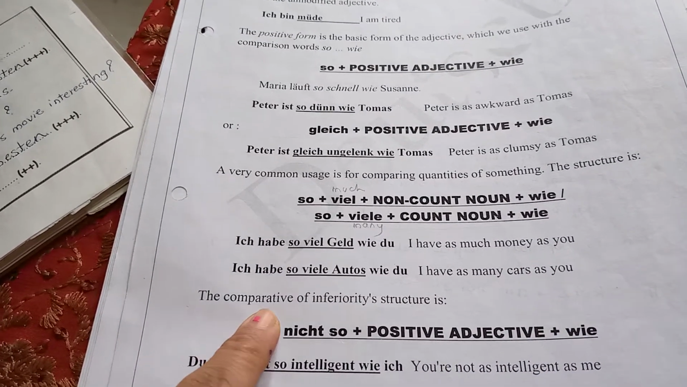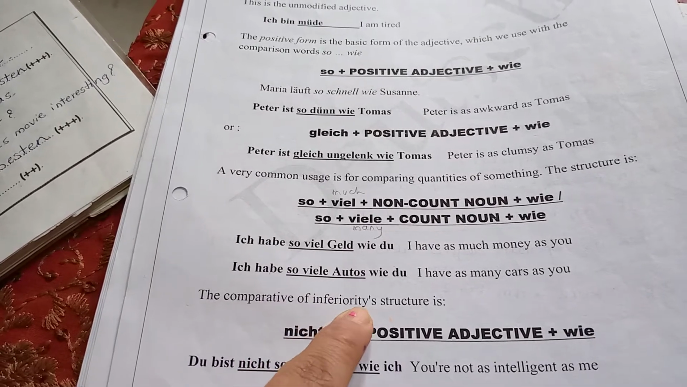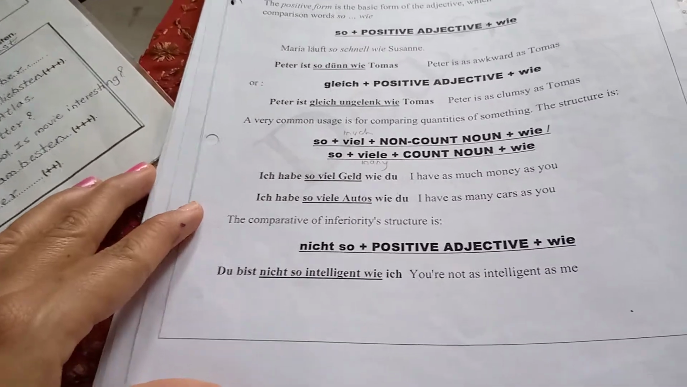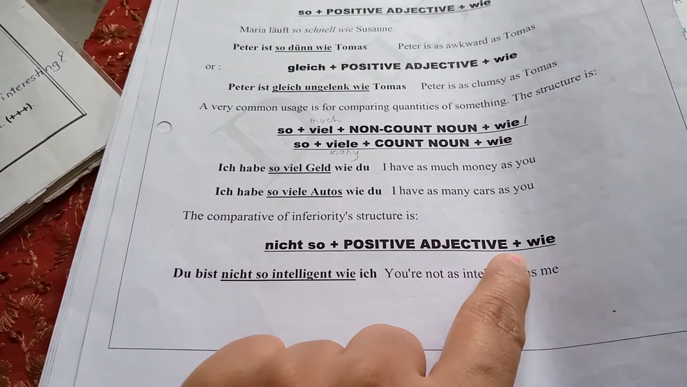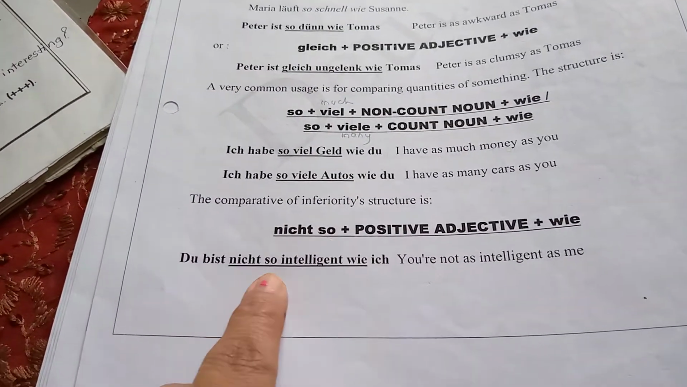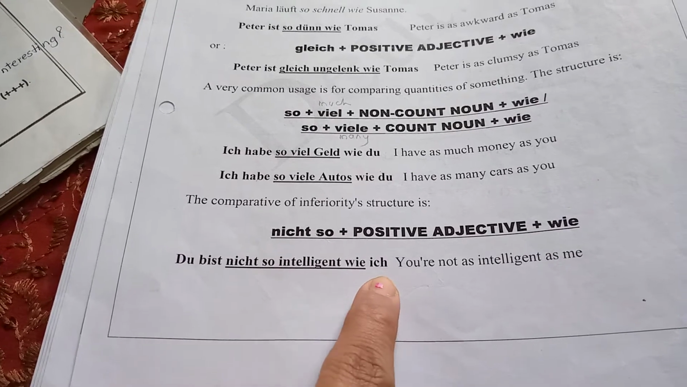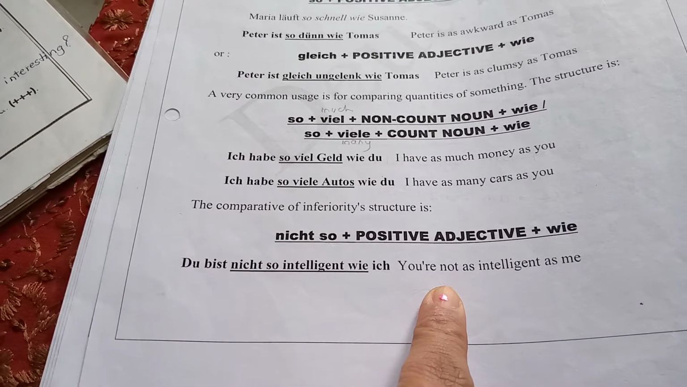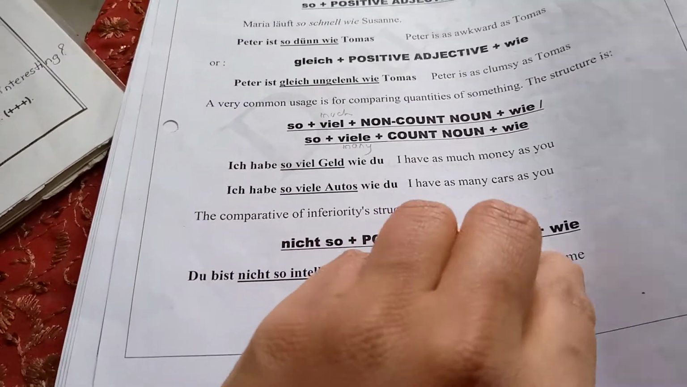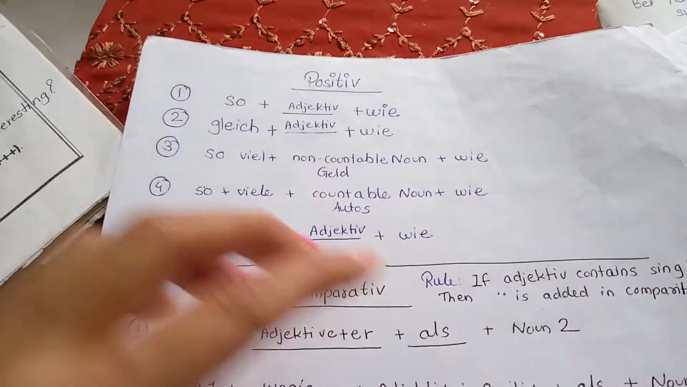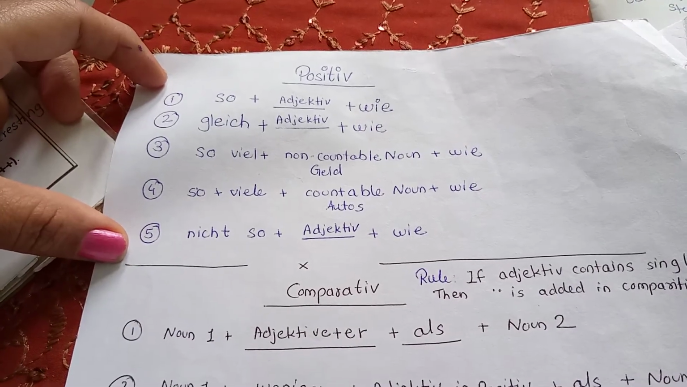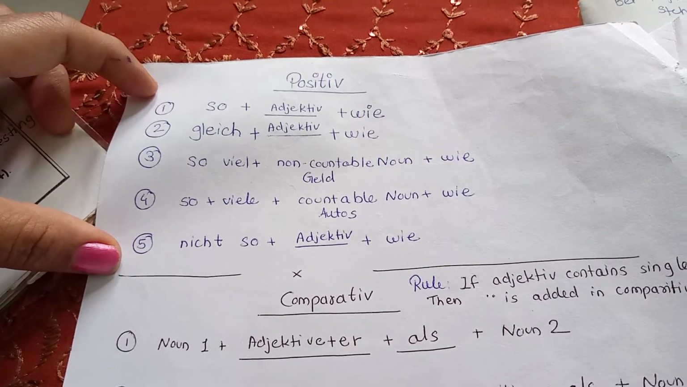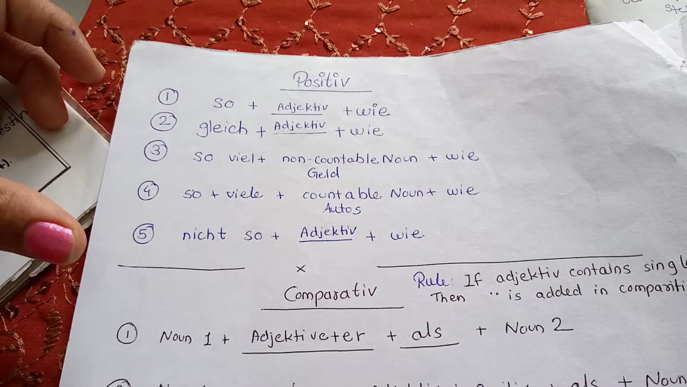Now, the comparative of inferiority structure is, for example, nicht so, not so, then the positive adjective plus wie. Du bist nicht so intelligent wie ich. You are not as intelligent as me. So these forms, which five forms we have learned, same I have written in short for you here. So please write down this in your notebook and the previous examples which I have shown. So this is the positive degree.